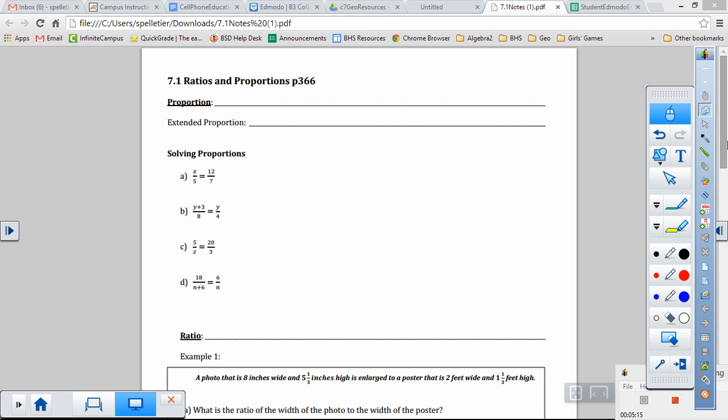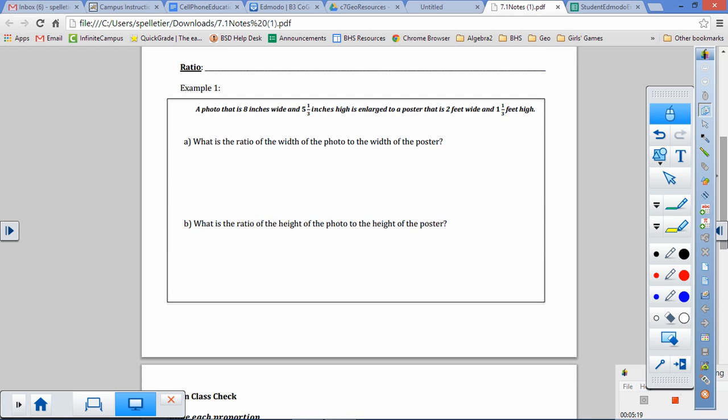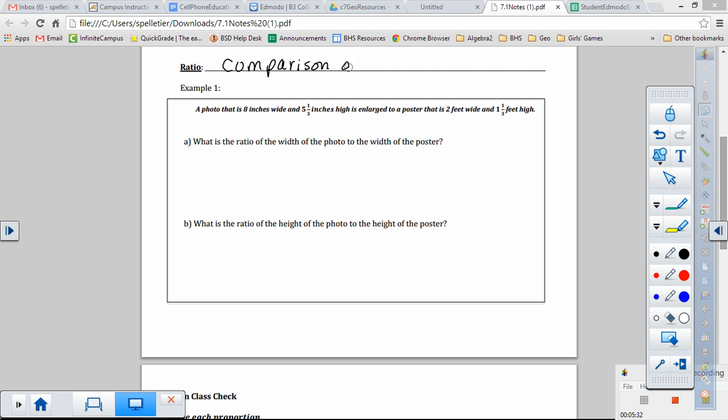So I'm just going to scroll the page up, and we're going to talk about the ratio problem. Okay, first let's define a ratio. We originally talked about it a minute ago at the top of the page. We kind of said a ratio is a comparison of two quantities.